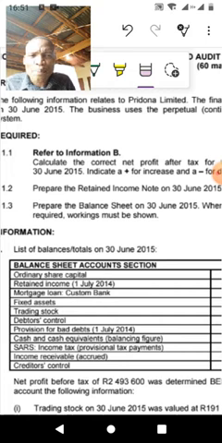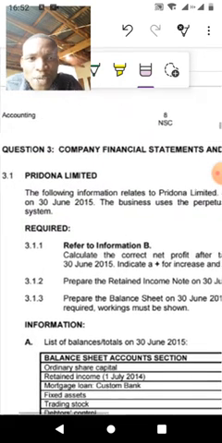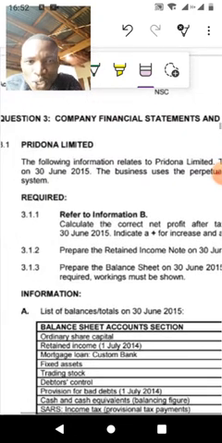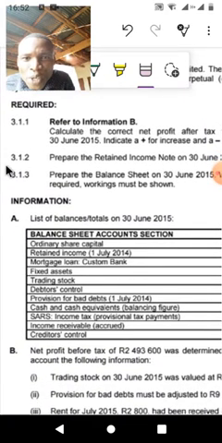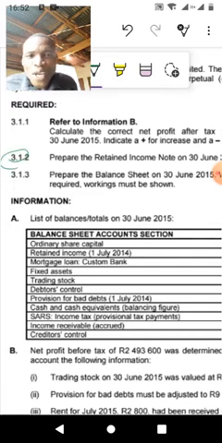They do appear more often in the previous paper. If you were to look at question 3, company financial statement and audit report, question 3.1.2 here, it says prepare the retained income note. And I've seen this question more often in the previous exam papers. So guys, you should know how to prepare the retained income note.